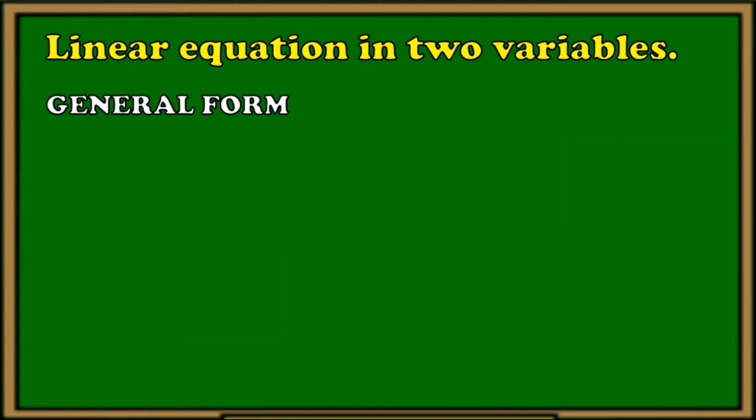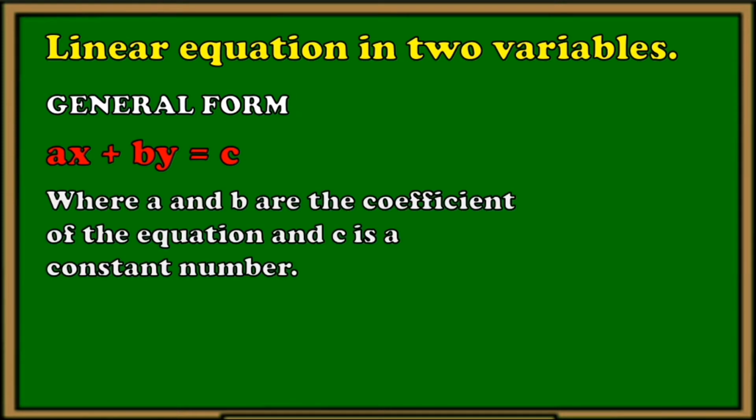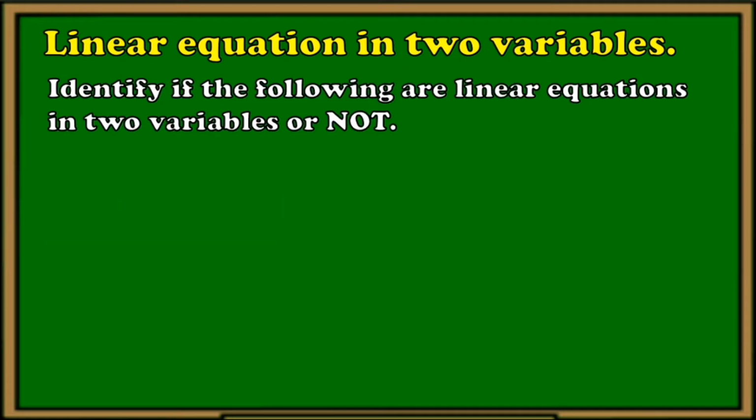Now for the general form, that is ax plus by is equal to c, where a and b are the coefficients of the equation and c is a constant number. Now let's try to identify if the following are linear equations in two variables or not. Based on the definition earlier, we're going to try to identify the following.